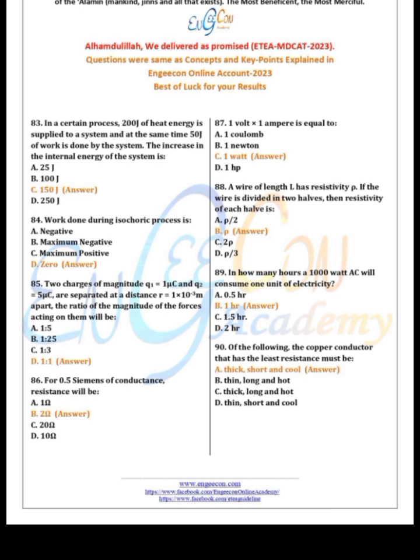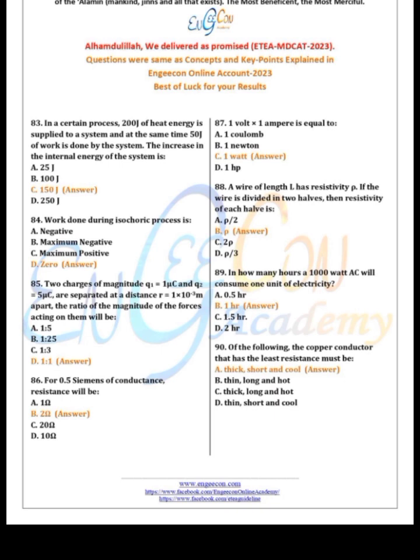84. Work done during isochoric process is 0. Work done during isochoric or isovolumic process is 0. 85. Two charges of magnitude 1 microcoulomb and 5 microcoulomb are separated at a distance of 1 multiplied by 10 raised to the power minus 3 meter apart. The ratio of the magnitude of forces acting on them will be what?